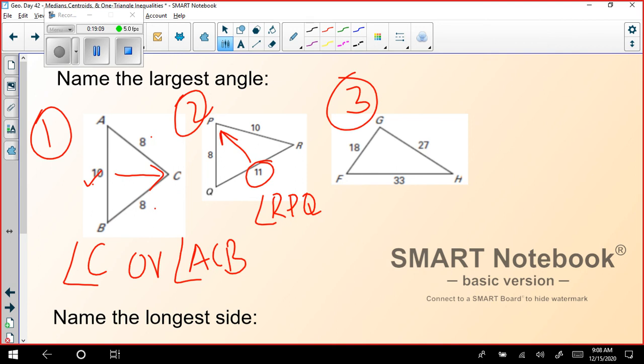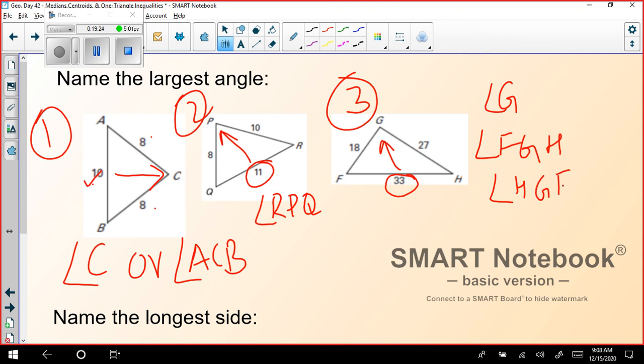And for the third, the largest side is 33, and the angle opposite to that is angle G, or you can say angle FGH, or you can also say HGF, both. All the three are the same angle. Let's see the next one.